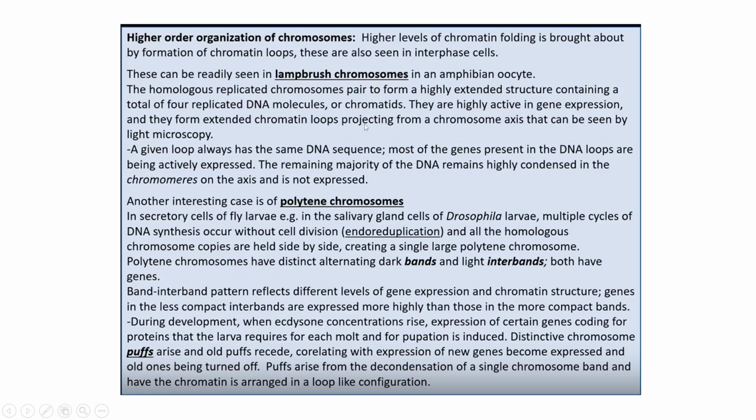This is the example of that, both the lampbrush chromosome as well as the polytene chromosome. In mammals, generally in humans, this kind of thing is not observed. But this is an extreme, unique example for chromatin organization, DNA replication, and DNA expression.